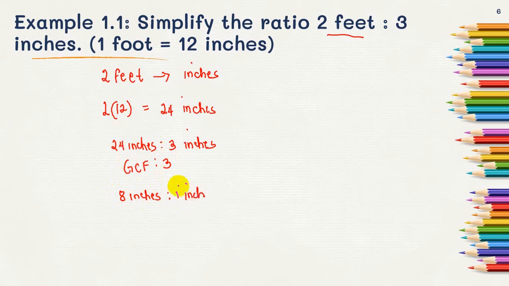So the first thing that we have to do is, if the units are not similar, you have to make them similar for as long as the units are of the same kind. Next, after you have converted the higher unit to the smaller unit, please make sure to get the GCF of the two quantities so that you can simplify it to its lowest term. In this manner, our answer will be 8 inches is to 1 inch.